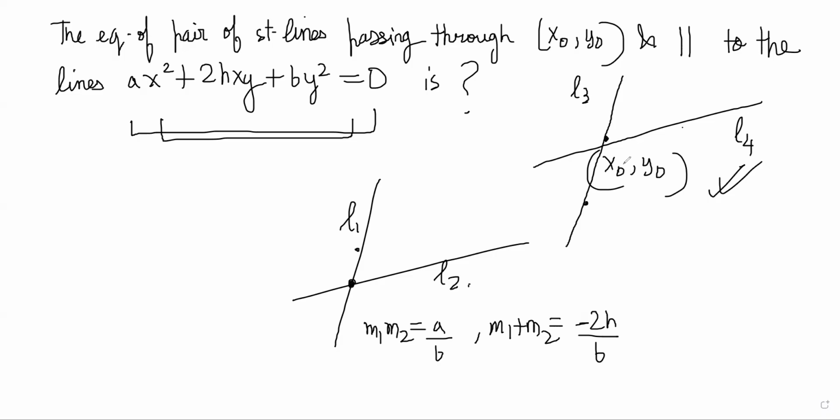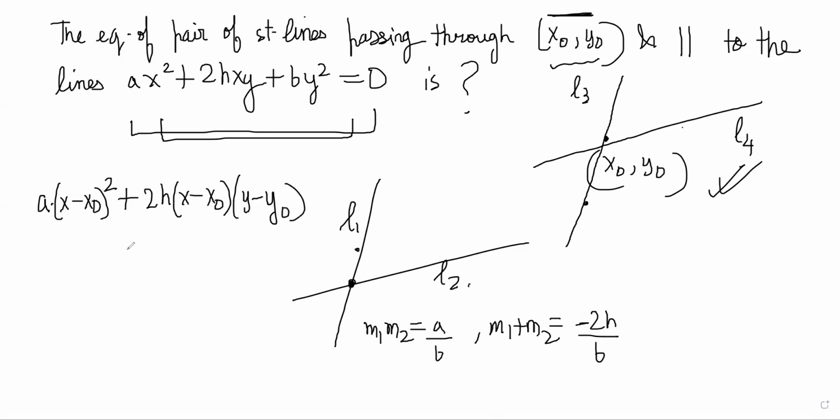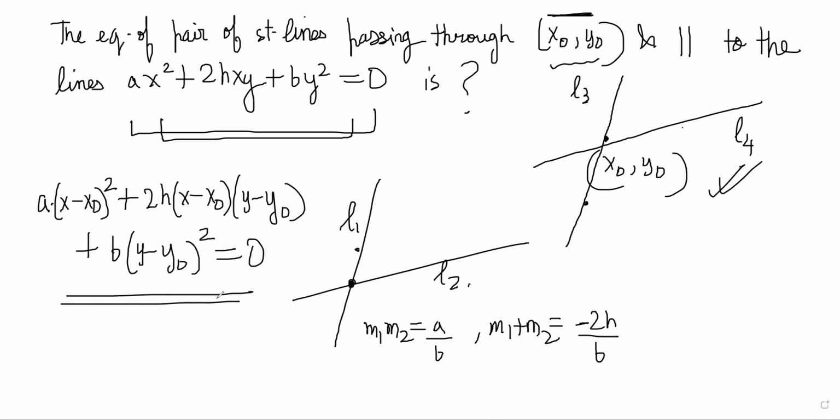So the equation should still look the same, the only difference being that the origin has been shifted to x naught, y naught. So the equation in this case is going to be a times x minus x naught whole square plus 2h times x minus x naught y minus y naught plus b times y minus y naught whole square equals 0, right? That will be the equation of the pair of straight lines passing through x naught, y naught and parallel to the lines represented by ax square plus 2hxy plus by square is 0, right?